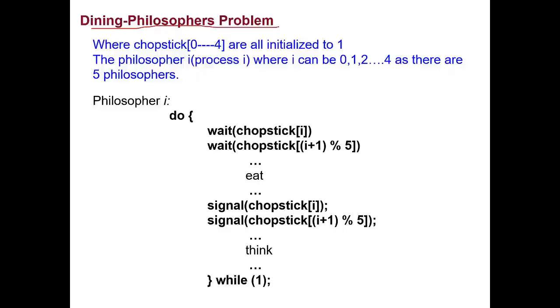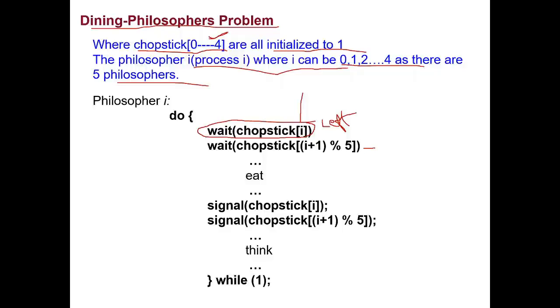So this is the algorithm for the dining philosophers problem, where chopsticks are initialized in an array from 0 to 4, and all are initialized to 1, and the processes are named process 0, 1, 2, 3, 4, as there are 5 philosophers. The philosophers are going to execute the wait operation to acquire the left chopstick, and this wait operation acquires the right chopstick.